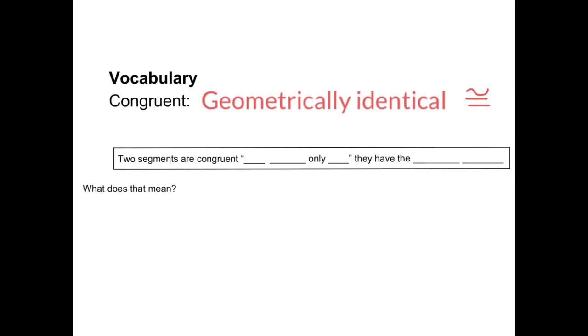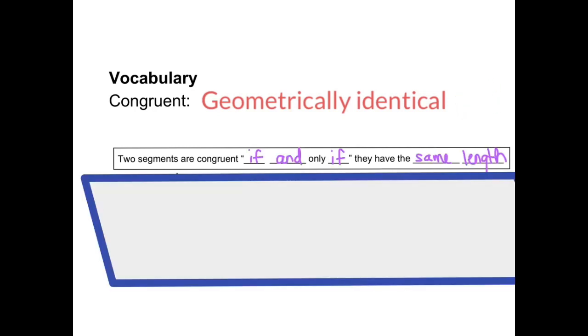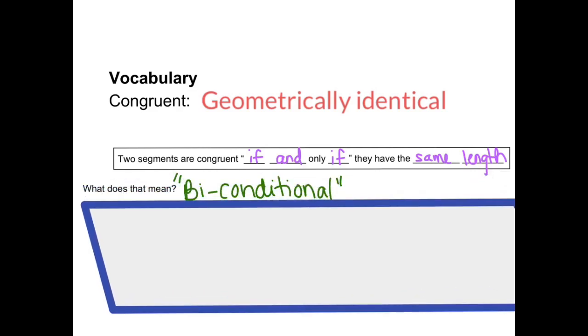Congruent means geometrically identical. This, right here, the equal sign with the squiggly on top, is the symbol we use for congruency. Taking a closer look at what it means to be geometrically identical, two segments are congruent if and only if they have the same length. Well, let's talk about if and only if.